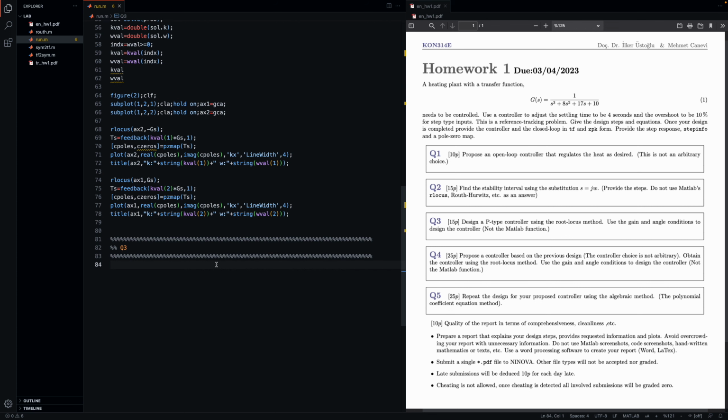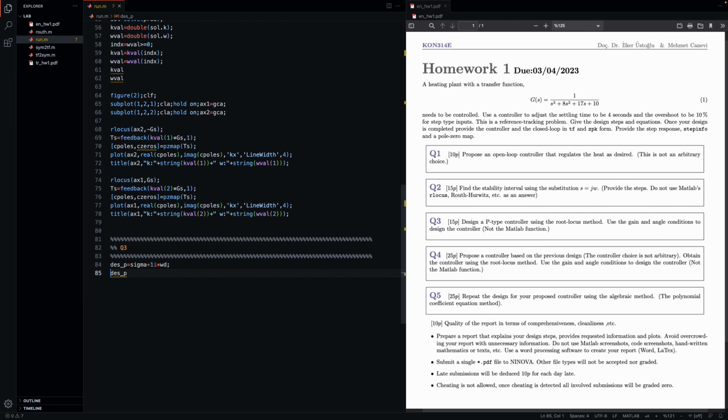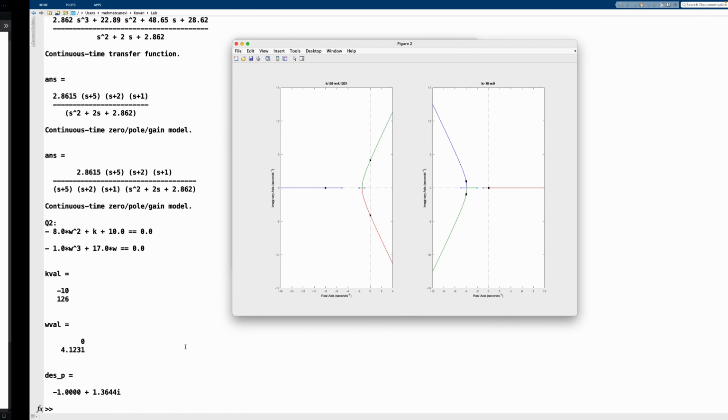So now here the question is the following. We have a desired point, which I calculated just now. This is going to be desired point. Oh, of course, I need to disp Q3 to separate stuff out.